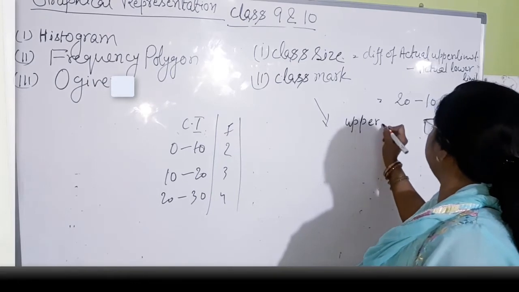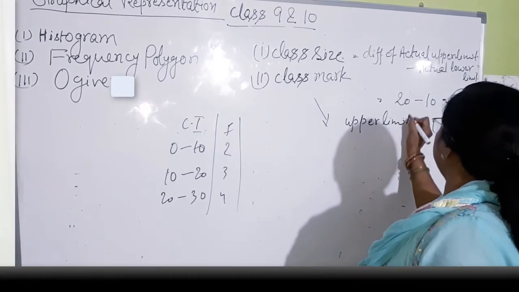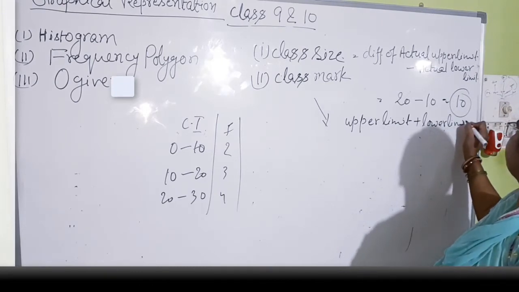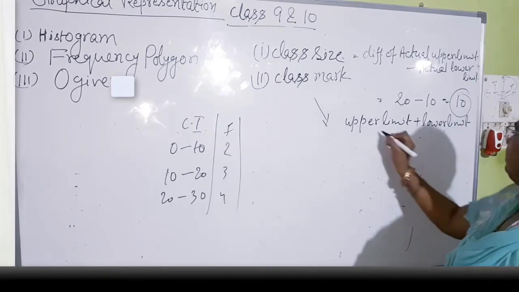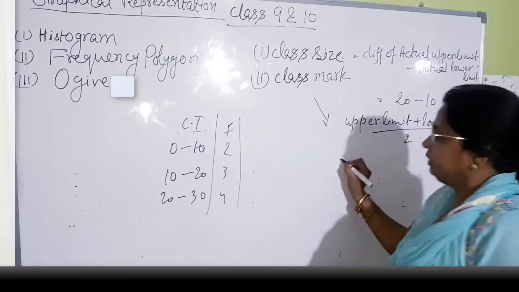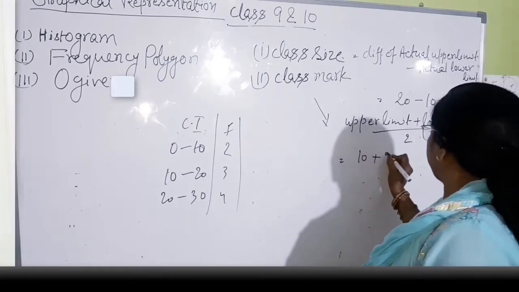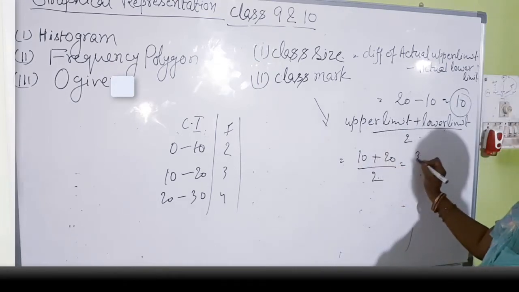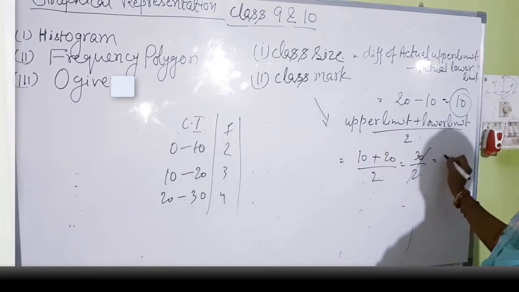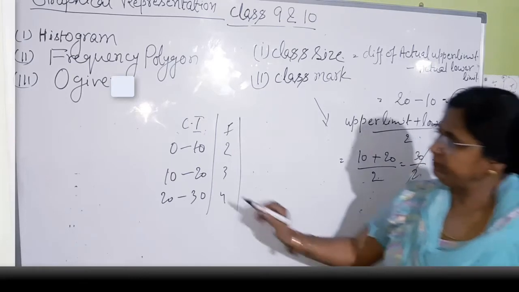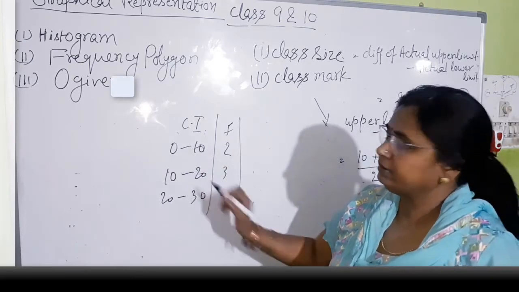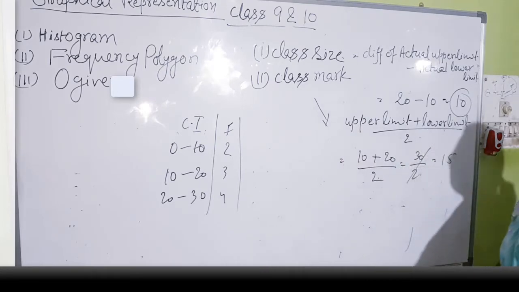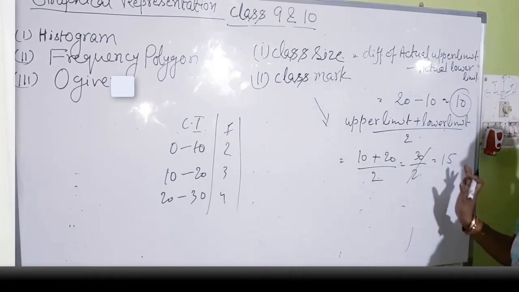Class mark is upper limit plus lower limit divided by two. It means 10 plus 20 divided by 2, that is 20 plus 10 is 30, by 2 is equal to 15. That means exactly in the middle is the class mark.